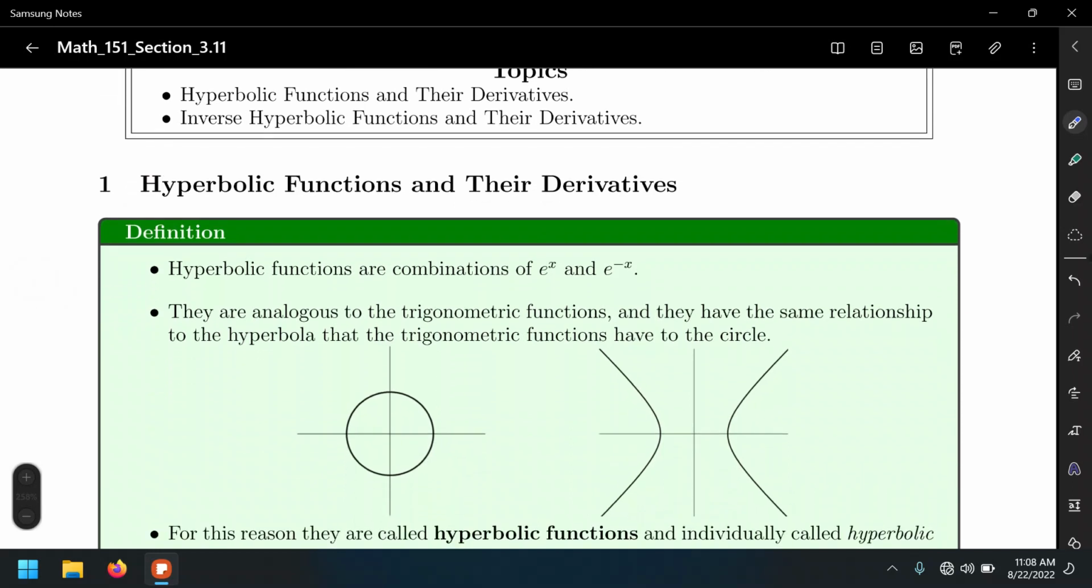So, to begin with, hyperbolic functions, from the algebraic point of view, are combinations of e to the x and e to the negative x, all right? So they're combined. And they are analogous to the trigonometric functions because of the following.